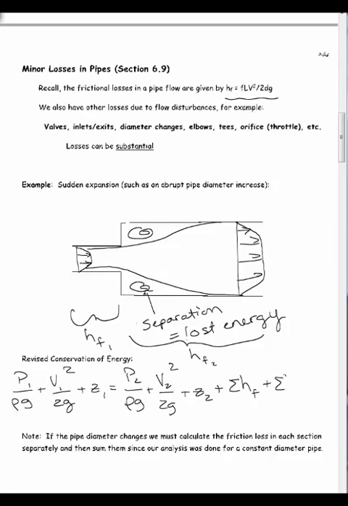Also, we can have multiple fittings, so we need a summation there too. Those fittings, valves, whatever, inlets, exits, and so forth, each one will have its own K value, and so it'll have its own minor loss value. You just have to sum them up on a path from one place to another, from your inlet to your exit.